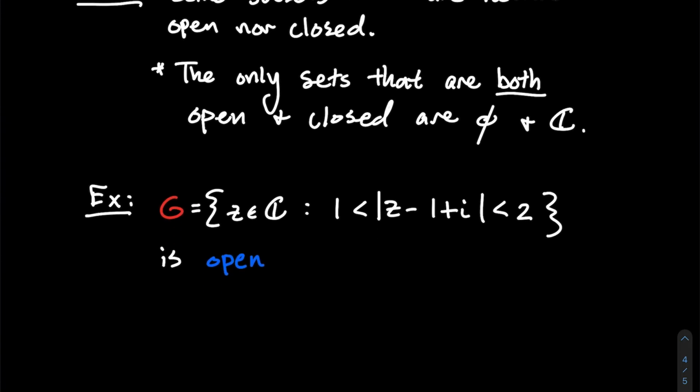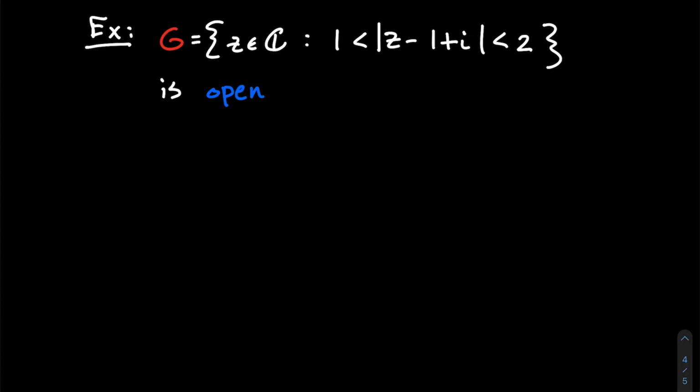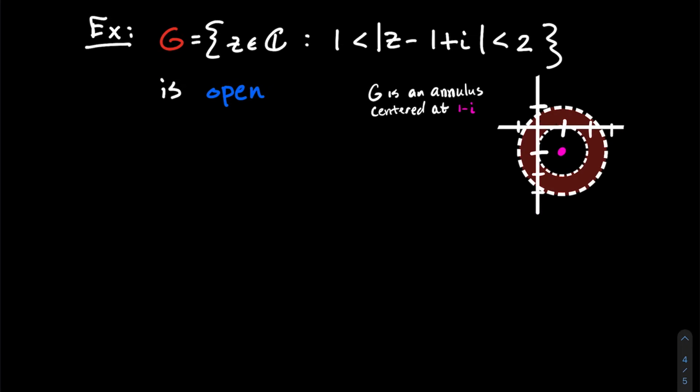So let me give you an example. I claim that this set G, which consists of all complex numbers Z such that 1 is less than the absolute value of Z minus 1 plus i, which is less than 2, is an open set. And maybe we haven't seen what on earth this set is before, but over here, it's just an annulus, so it's kind of like a donut. And it's centered at the complex number 1 minus i.